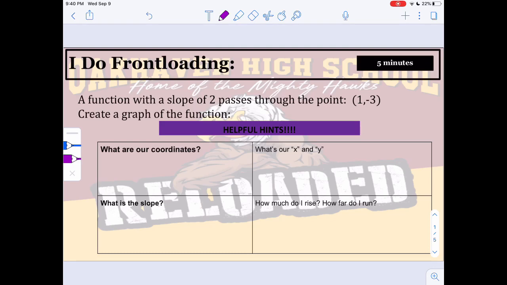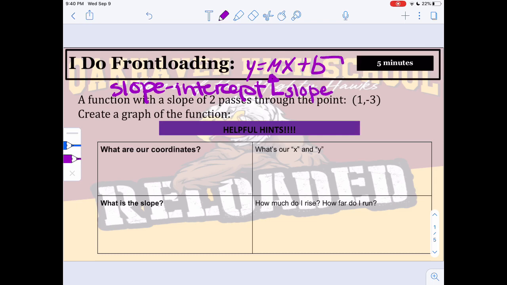Let's take a look at graphing equations in slope-intercept form. Slope-intercept form of an equation tells us two really important things. One, whatever this value is, our slope, and whatever this value is, our y-intercept, meaning where we hit the y-axis.